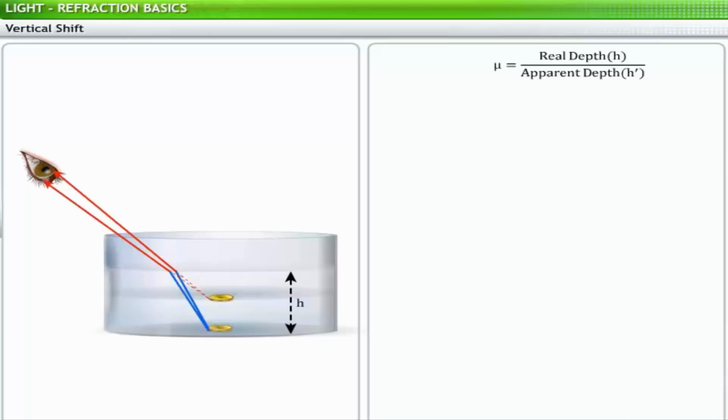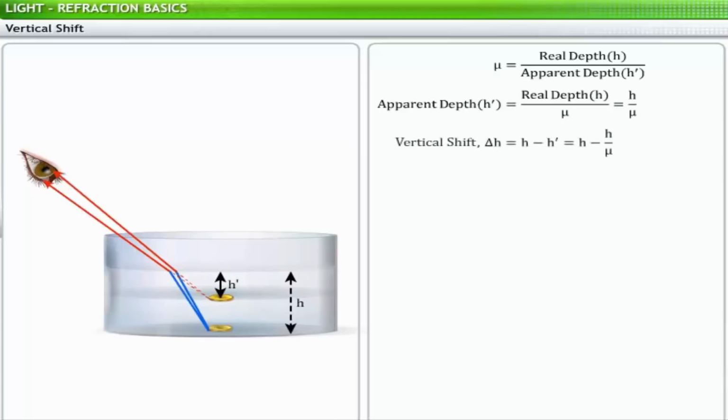Refractive index mu of a material is the ratio of real depth h to apparent depth h dash. Thus, apparent depth is the ratio of real depth to the refractive index. Vertical shift, denoted as delta h, is equal to the difference of real depth and apparent depth. By substituting the values of h and h dash, we get the expression of vertical shift as h multiplied by 1 minus 1 divided by mu.